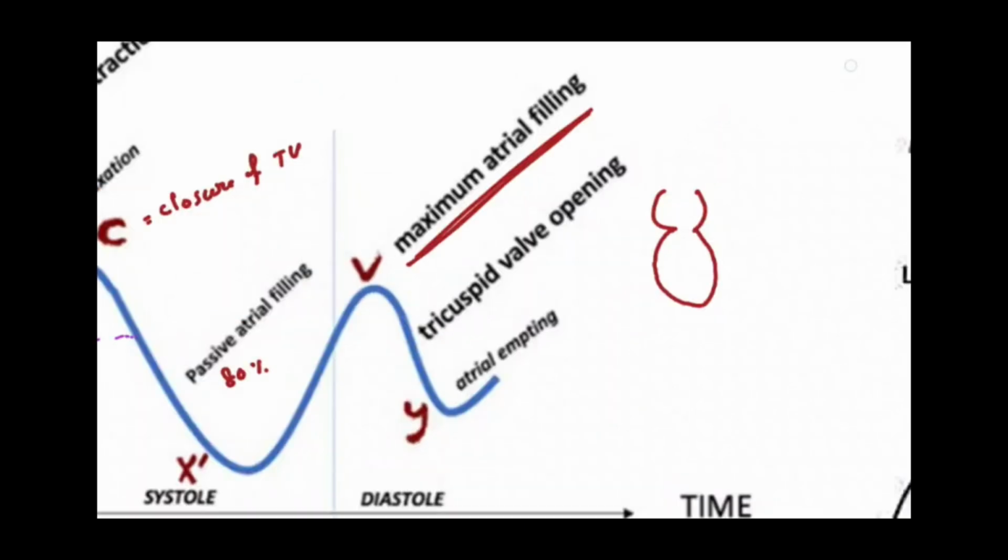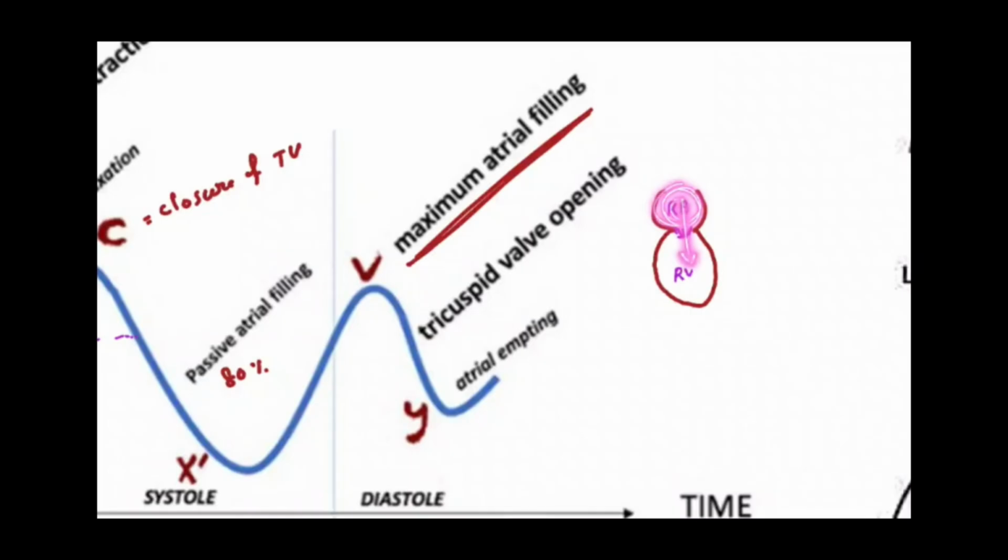This V wave. Now let's pause for a second and let's understand. I'm drawing only the right side of the heart, the right atrium and the right ventricle. And between them we have this tricuspid valve. Okay, so let's draw the three cusps. So we have this tricuspid valve. Now, after maximum filling of the right atrium, what happens? All this blood will push the tricuspid valve and open it to go into the right ventricle.